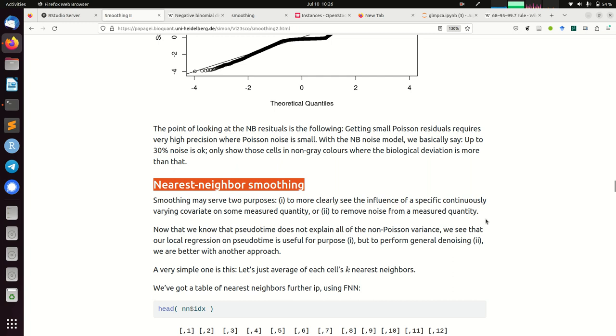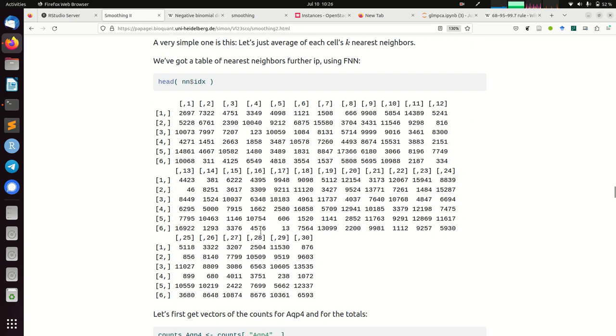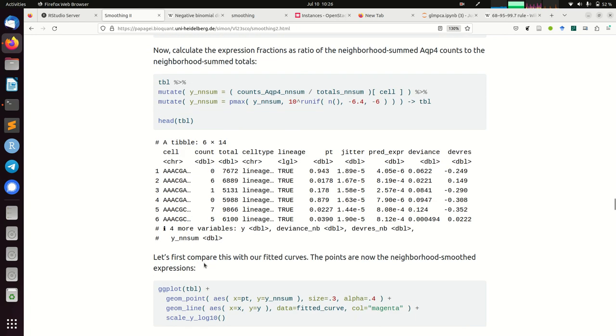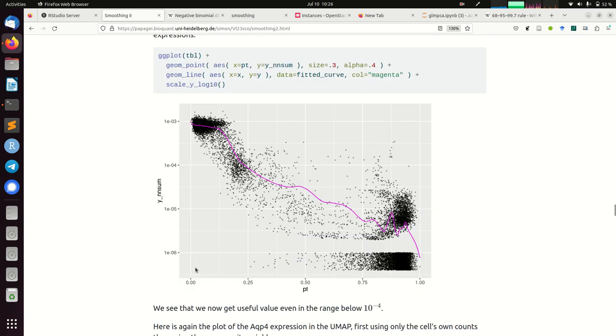For each cell, let's take the 30 nearest neighbors that we've already calculated earlier for our clustering and for our UMAP, and just take the average over these 30 things. And as we've also seen, the best way to do this is to add up the counts and add up the totals and then divide them.